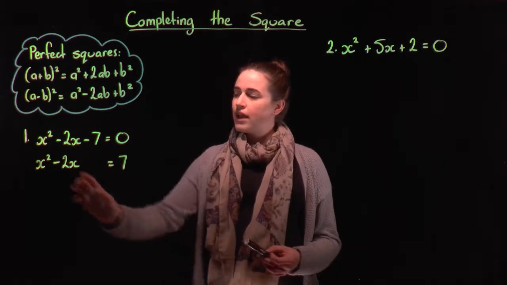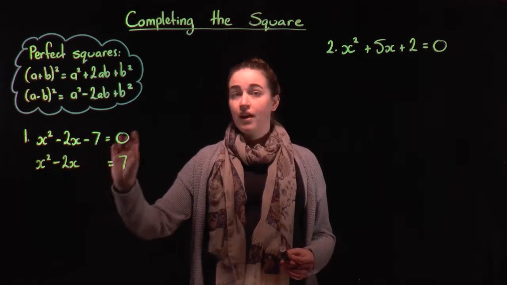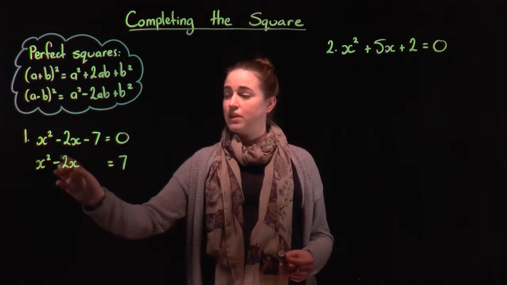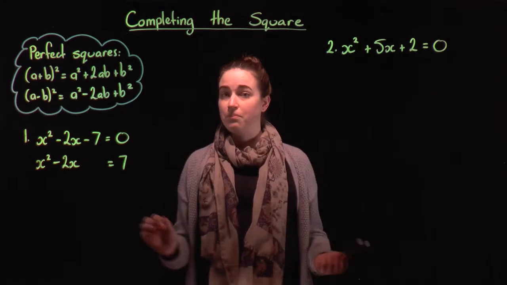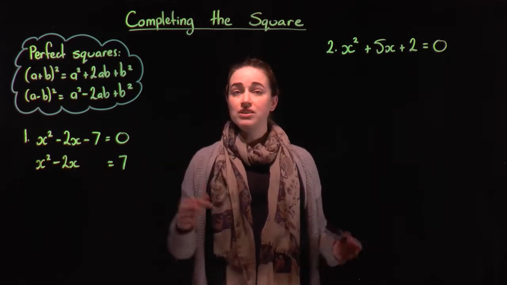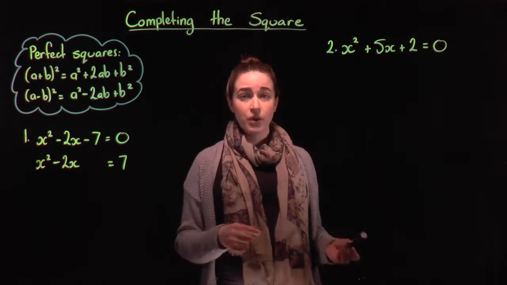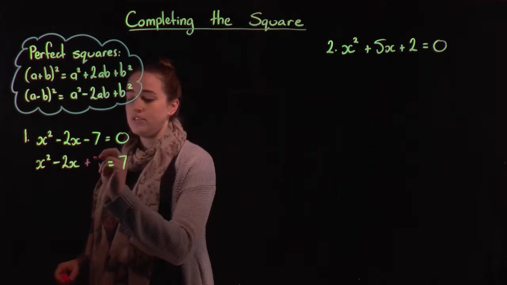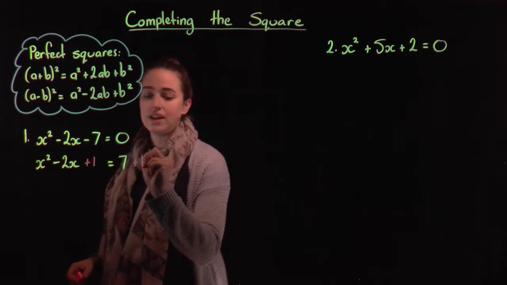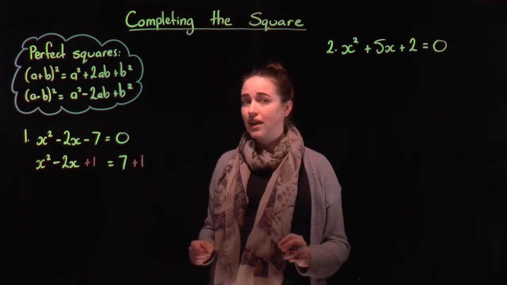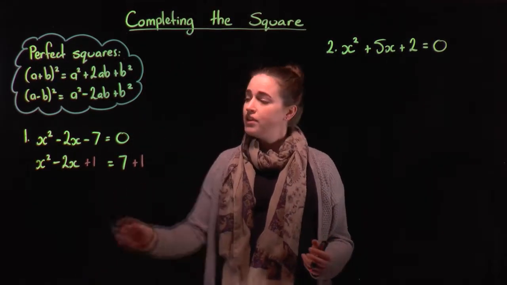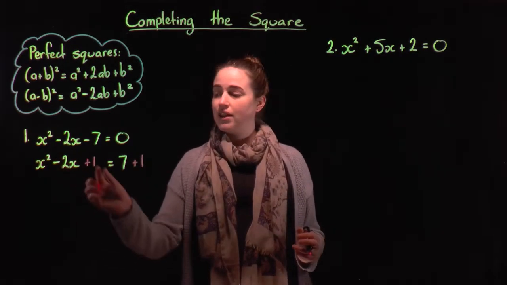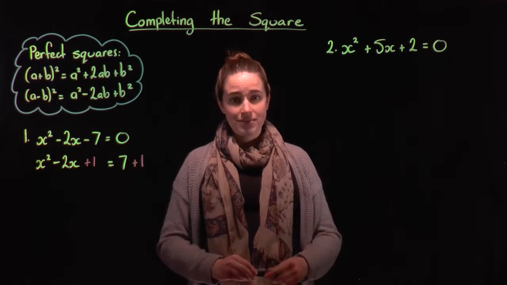The easiest way to do that is to have a look at your coefficient and halve it, which in our case would be half of minus 2, which is minus 1, and then we're going to square that. So minus 1 squared is 1. So that's what we're going to add on to the end. So plus 1, but if we do that to one side of the equation, we have to do it to the other side of the equation as well. So again, we've halved this and squared it, and that's what we're adding on the end.